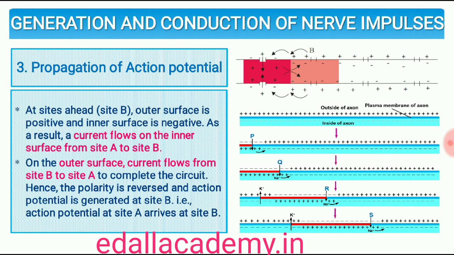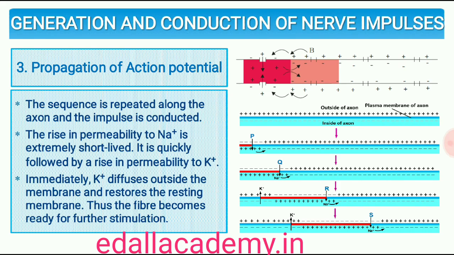At sites immediately ahead, the axon membrane has a positive charge on the outer surface and a negative charge on its inner surface. As a result, a current flows on the inner surface from site A to site B. On the outer surface, current flows from site B to site A to complete the circuit of current flow. Hence, the polarity at the site is reversed, and an action potential is generated at site B. Thus, the impulse, action potential, generated at site A arrives at site B. The sequence is repeated along the length of the axon and consequently the impulse is conducted.